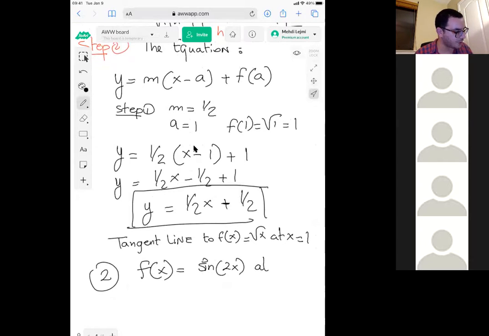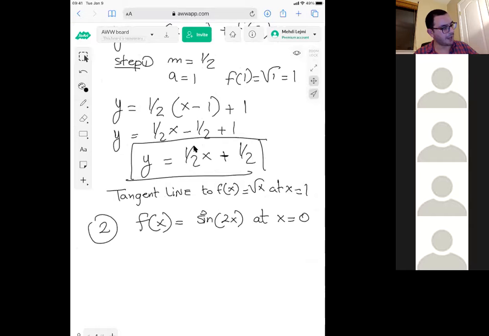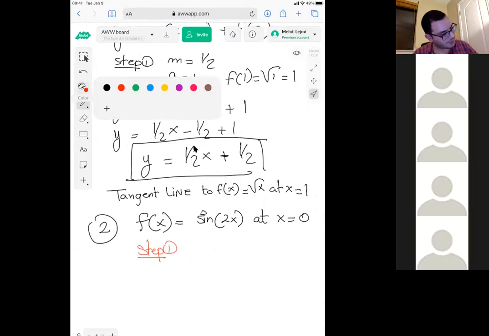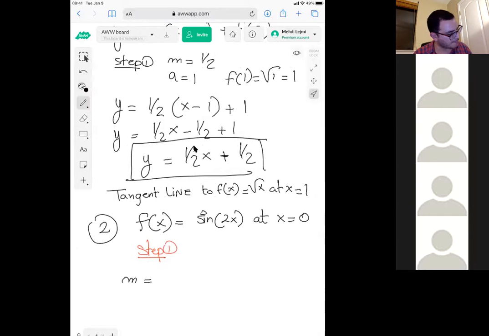And we need to find the equation of the tangent line to this function at x equals 0. Right? So, as usual, step 1: we need to compute our slope m. By definition, that's the limit as h goes to 0. It's not because of x equals 0, it's just by definition, right? So it's always h going to 0.